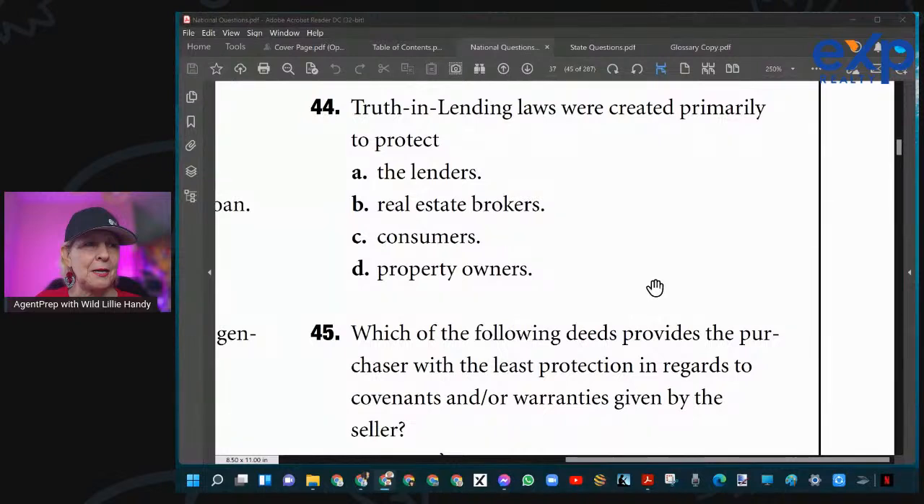Awesome. Okay, number 44. Truth in Lending Laws, like the Truth in Lending Act, TILA, were created primarily to protect whom? A, the lender, B, real estate brokers, C, consumers, or D, property owners. Type your answer in the chat, the question number and the answer.